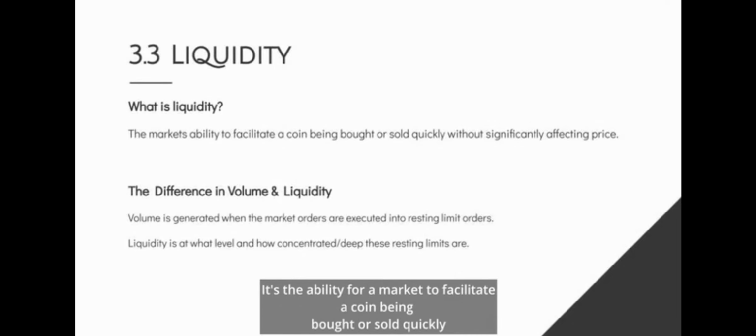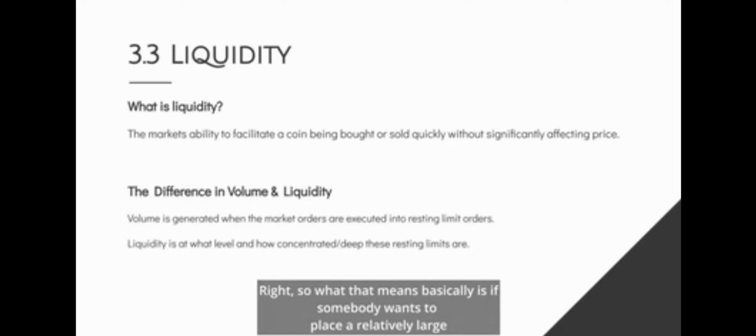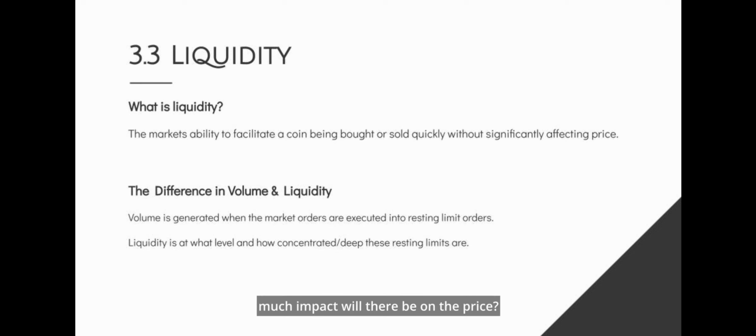It's the ability for a market to facilitate a coin being bought or sold quickly without significantly affecting the price. What that means basically is if somebody wants to place a relatively large order on, let's say, Bitcoin, which is the most liquid of crypto assets, on an exchange in a short period of time, how much impact will there be on the price overall?